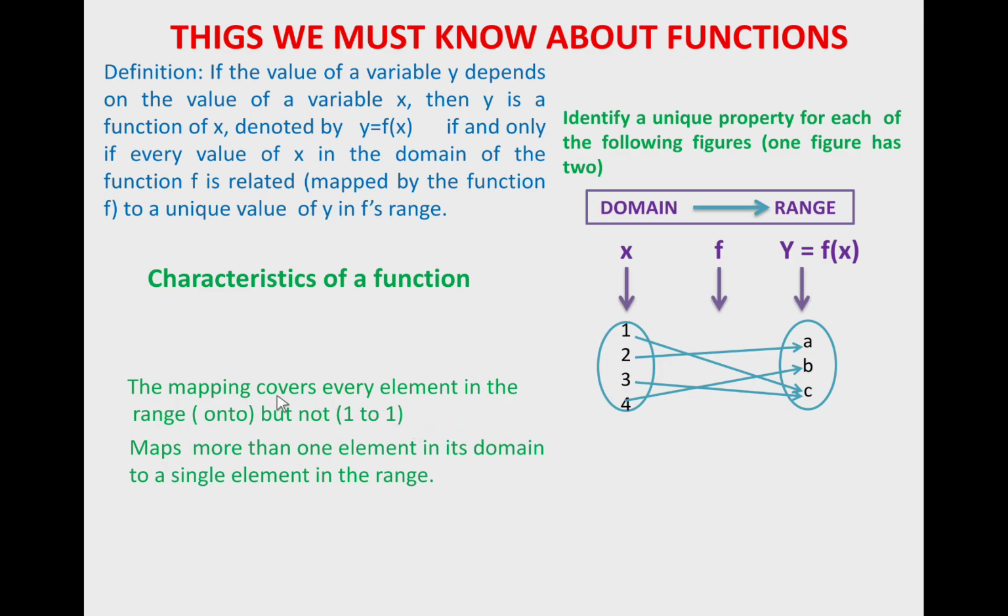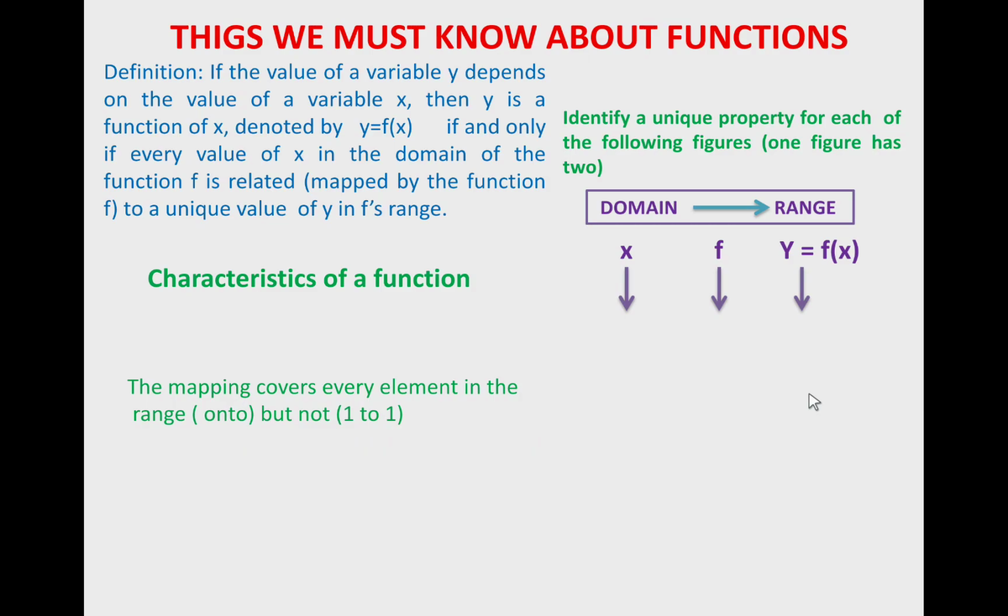This function has two properties. The second property, we already mentioned it, but it says the function maps more than one element, that is two elements, and that means 1 and 3. More than one element in its domain are mapped to a single element in the range, and that's in reference to 1 and 3 mapped to C. So let's take a look at another function.